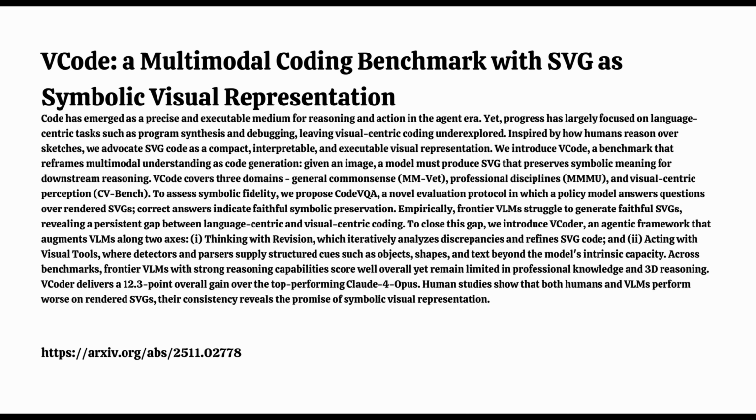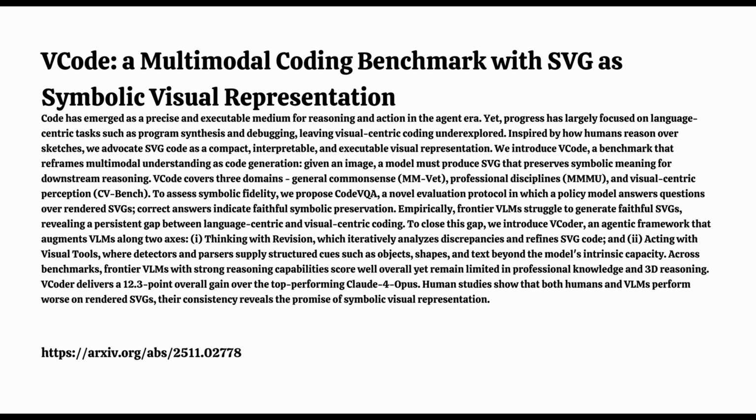So let's synthesize the big performance findings. What was the headline score improvement for VCoder? VCoder, which was built on Claude 4 Opus, delivered a pretty significant overall gain. It lifted the CodeVQA score from 41.7% to 54.0%. That's a 12.3% gain just by integrating this framework in its tools.